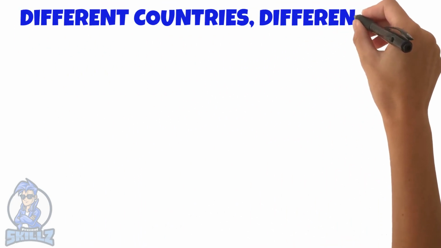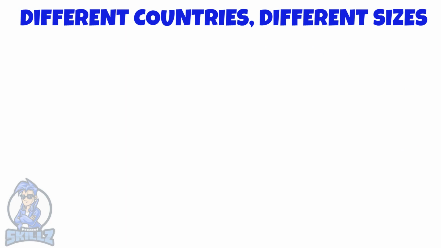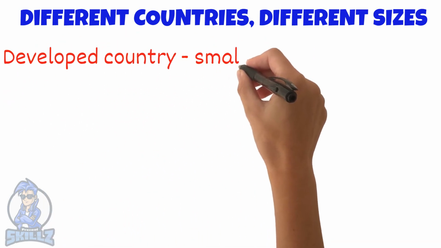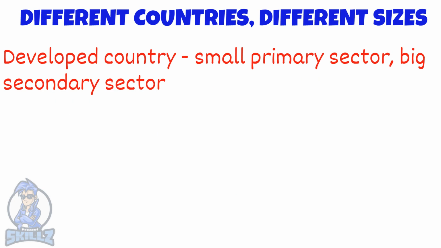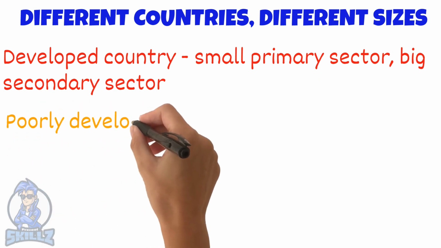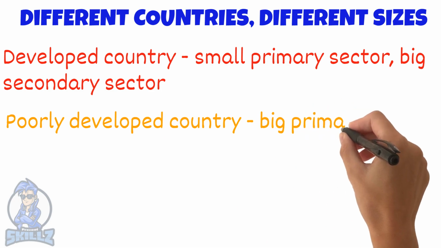In different countries, the size of each industrial sector is likely to be different. In more developed countries, the size of the primary sector is very small, and the size of the tertiary sector is more dominant. In poorly developed countries, the primary sector is likely to be at a larger size than the other two sectors.